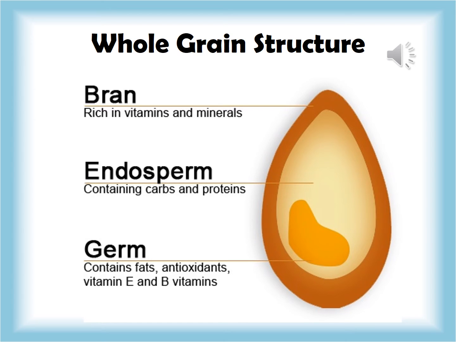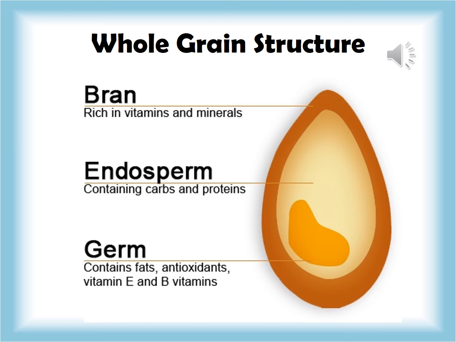This holds all of the calories and all the energy producing nutrients, which is very good, but without the other sections, this would not provide much nutritional value. And it will be important that you remember this when we go over refined grains. The germ is in the center of the whole grain and contains essential fats, antioxidants, vitamin E, and the B vitamins. So this is a whole grain.